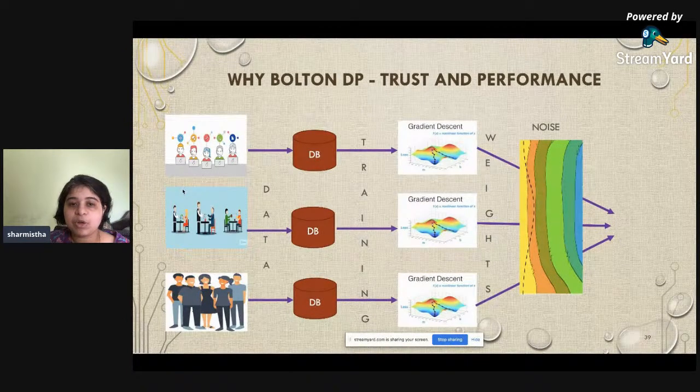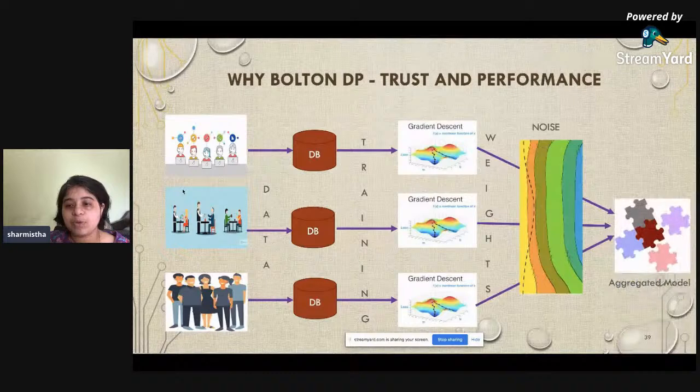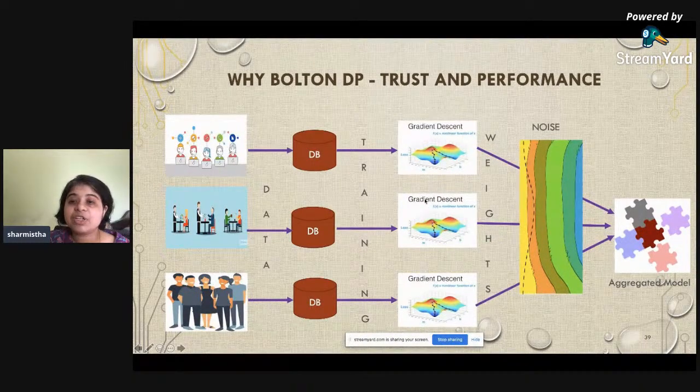So here in bolt-on DP, that's exactly what we are doing. We are adding noise at the output, and we are getting the aggregated model. And when we do that, suppose there are hierarchical relationships in the data, that relationship is preserved when we are applying noise at the output after the training part. So that's the beauty, and that's why it increases the trust and performance.